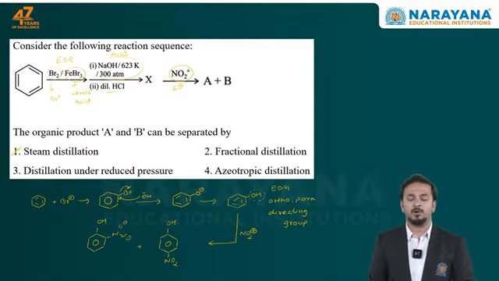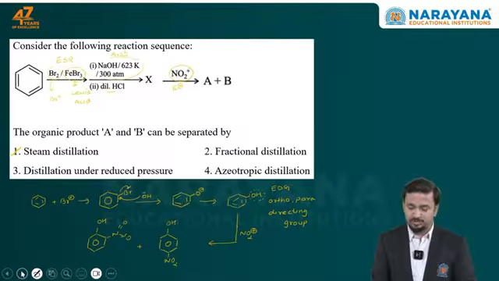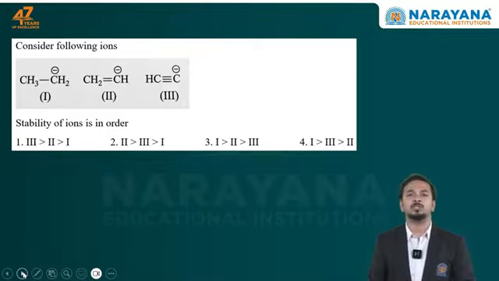So this is a moderate level question because they are involving multiple concepts and the purification method. Let's move to the next question. The next question is again from organic chemistry. Let's read the question. They have given 3 ions and they're asking the stability of the ions. The ions which they have given are carbanions.